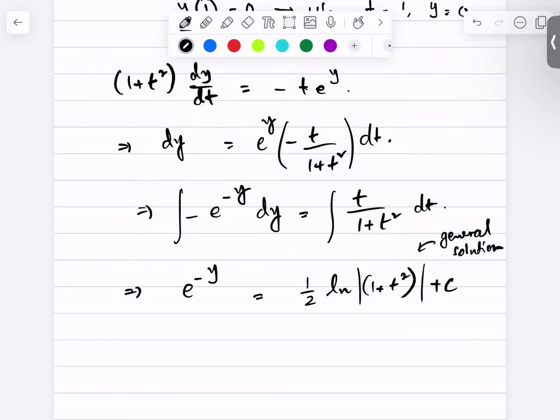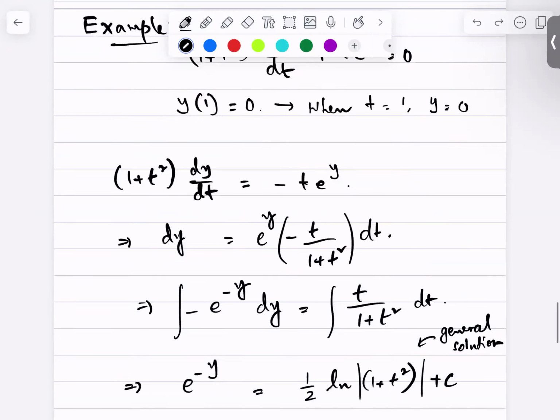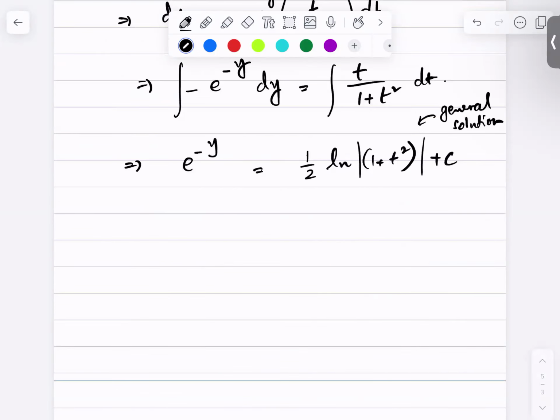Why is this called the general solution? Because this c can be any number. It can be any constant. But I have one more constraint, right? y at 1 is 0. So now I'll use that.